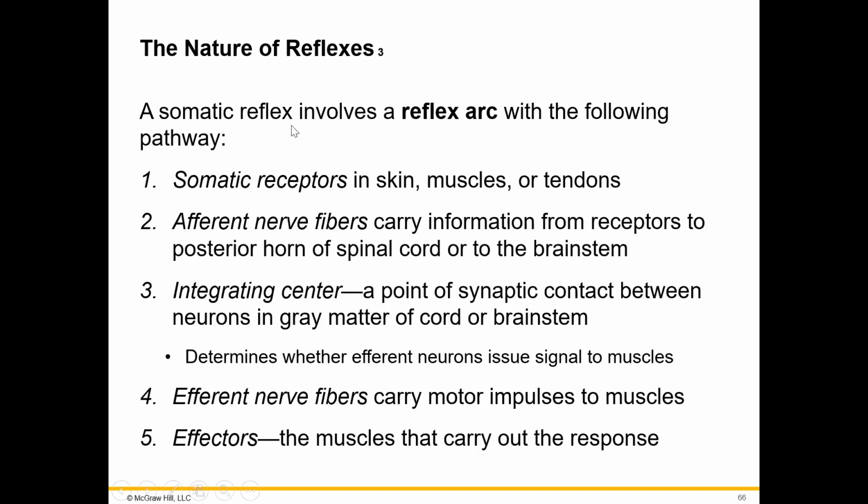A somatic reflex involves a reflex arc with the following pathway.